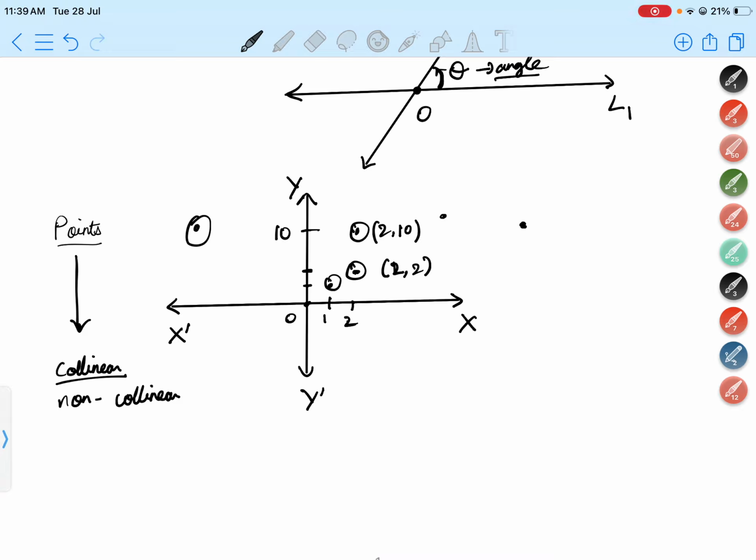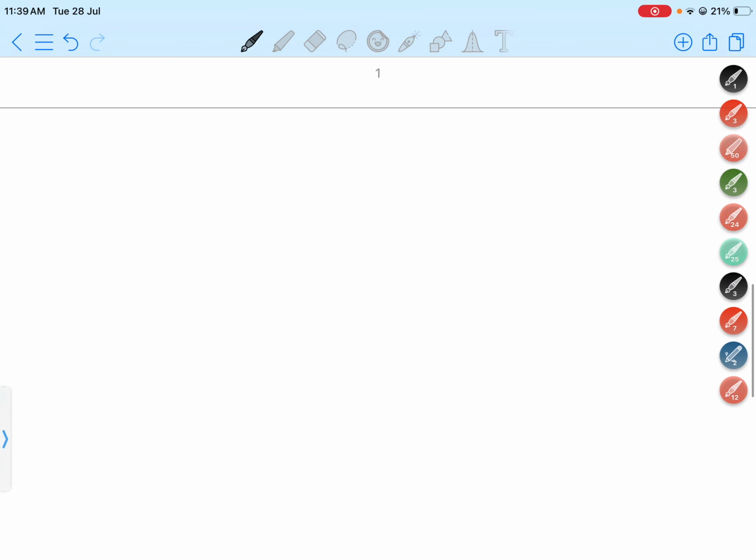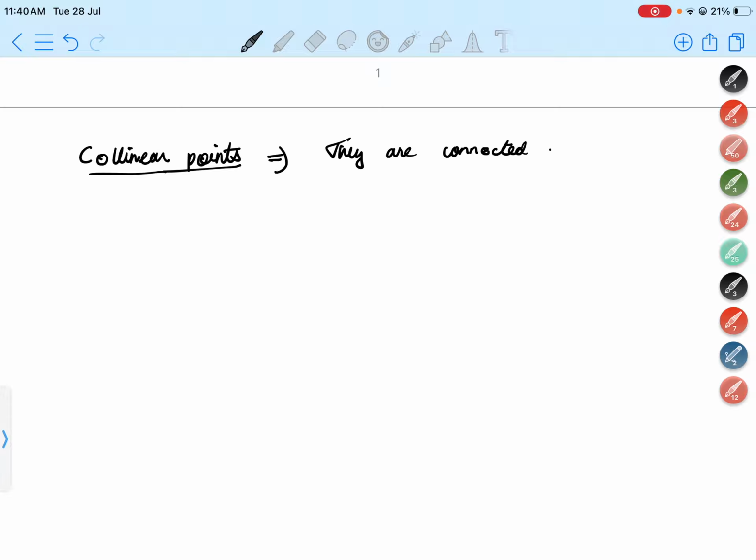What does a collinear set of points mean? It means that those set of points which lie on the same line segment are known as collinear points. Let me write around here. Collinear points are those points which can be drawn on the same line segment, that is, they are connected by the same line segment.